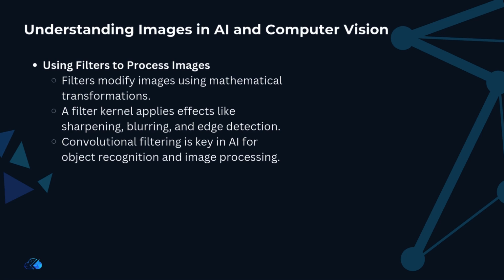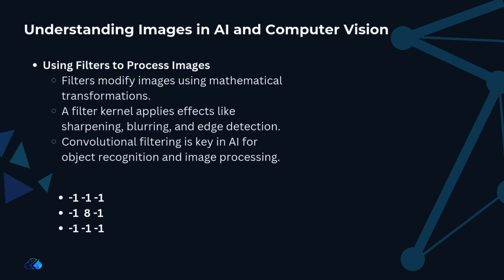One of the most important techniques in image processing is filtering, where we modify an image by applying mathematical transformations to its pixel values. A filter is defined by an array called a filter kernel, which is applied to an image to create effects such as sharpening, blurring, and edge detection. For example, here is a 3x3 filter kernel used for edge detection. So how does this work?